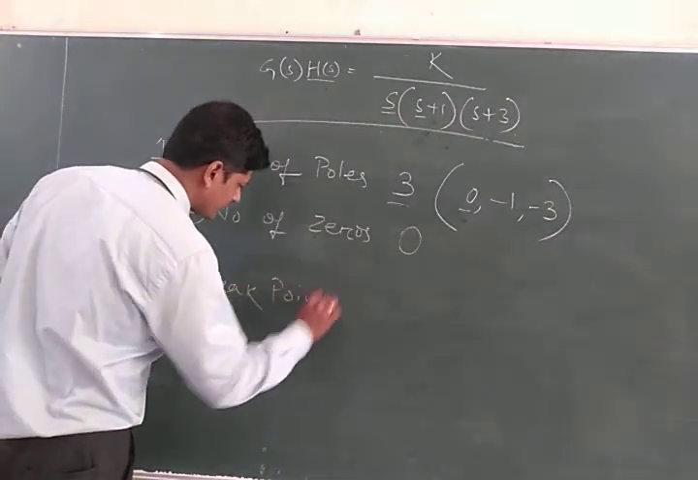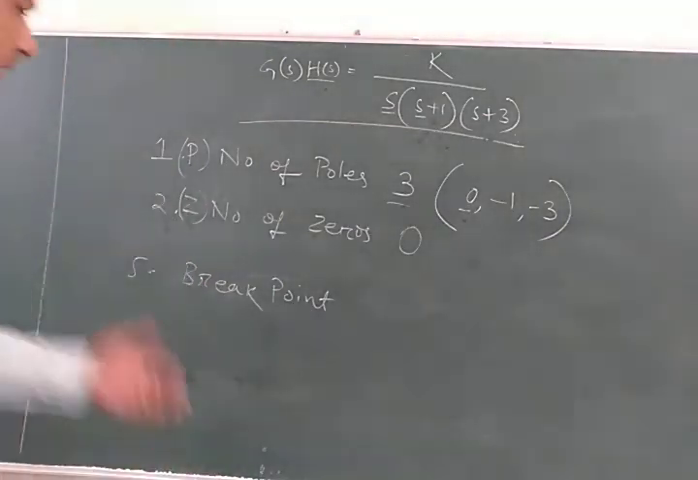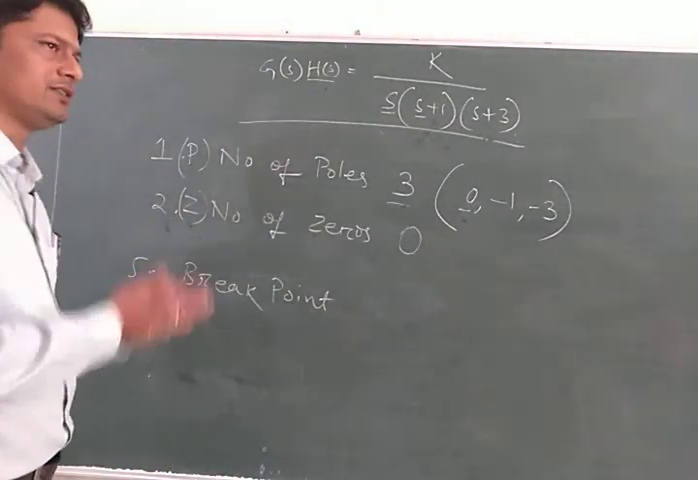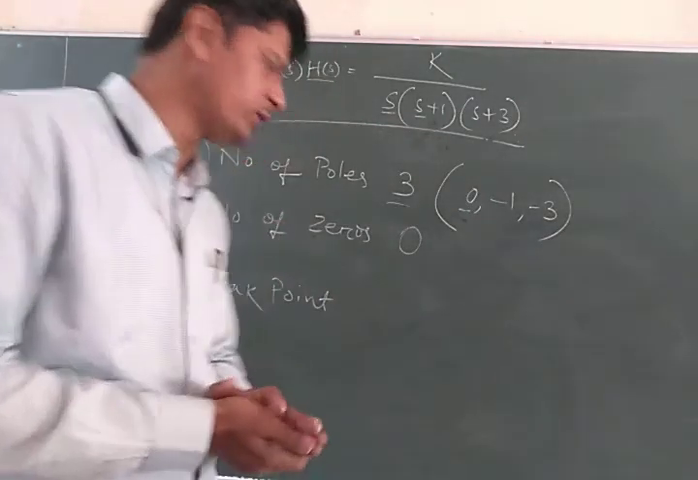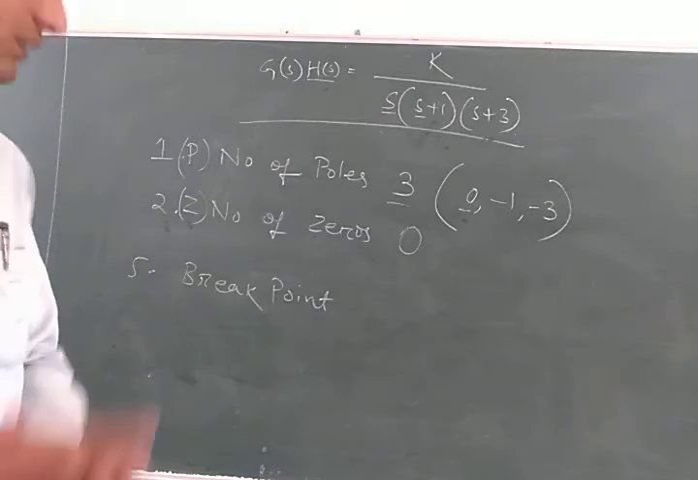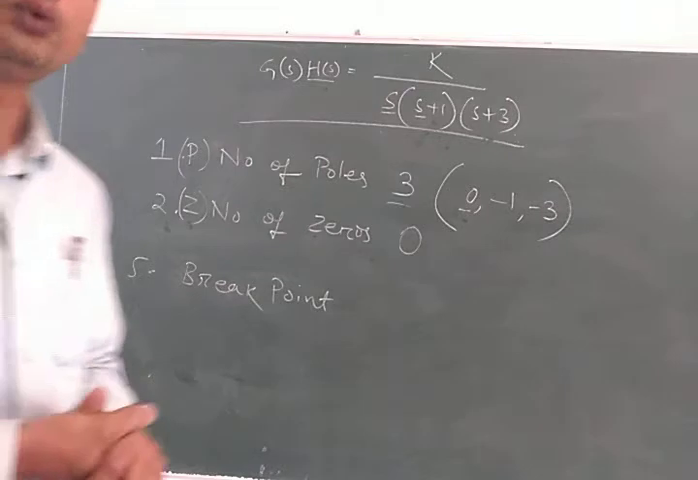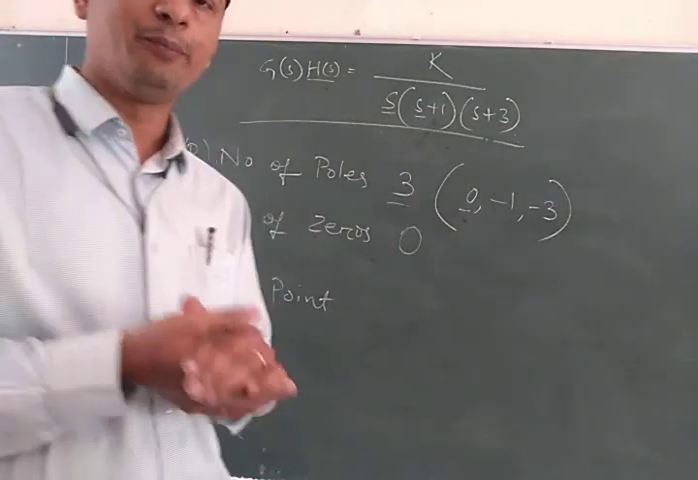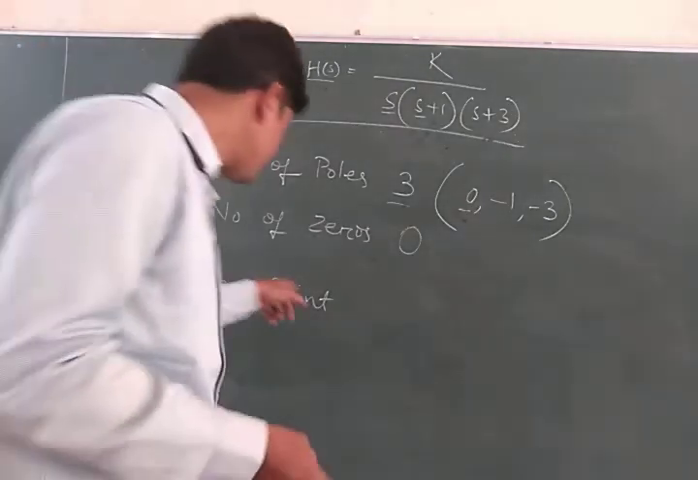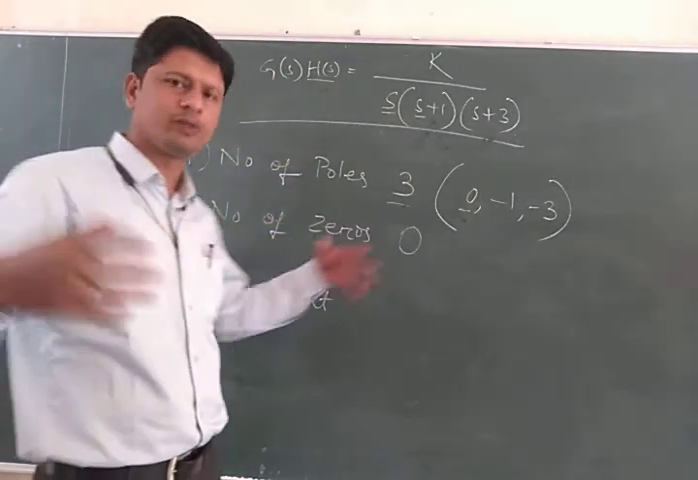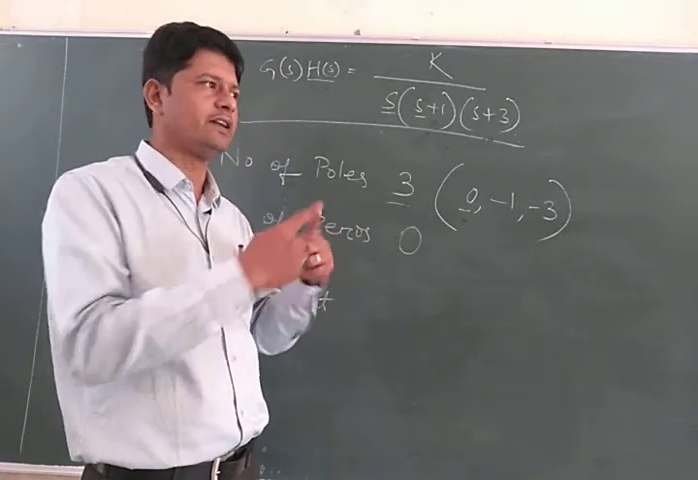There are some other names also. It is also called breakaway point, break-in point, or I combine them. I simply give it the name break point. The definition is: a break point is a point where 2 or more root locus branches meet and depart. That means at this point two root locus branches coming from different directions meet each other and depart.